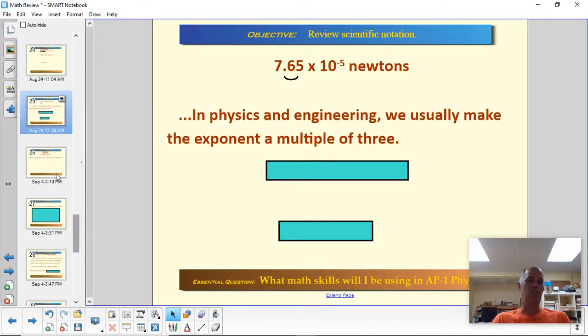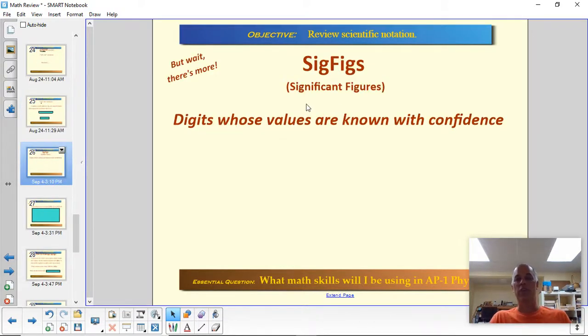Okay, that brings us to sig figs. Sig figs, or significant figures, is something that you may not have run into before. But what significant figures are is digits in a number whose values are known with confidence. So the idea is if you're a researcher or you're doing a calculation, you have to report your answer using only numbers that you know are correct and get rid of the superfluous noise that's just kind of hanging on to the end of the calculation.